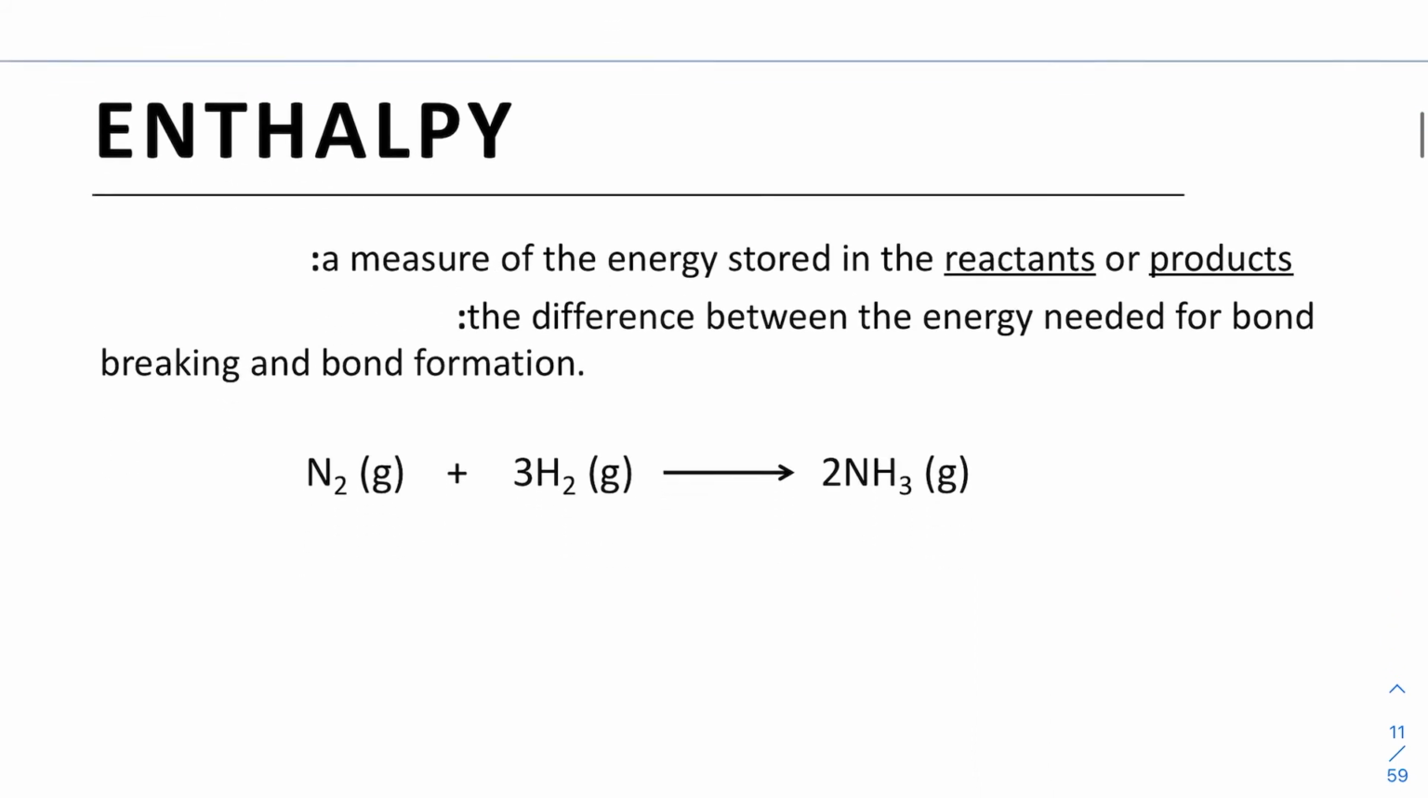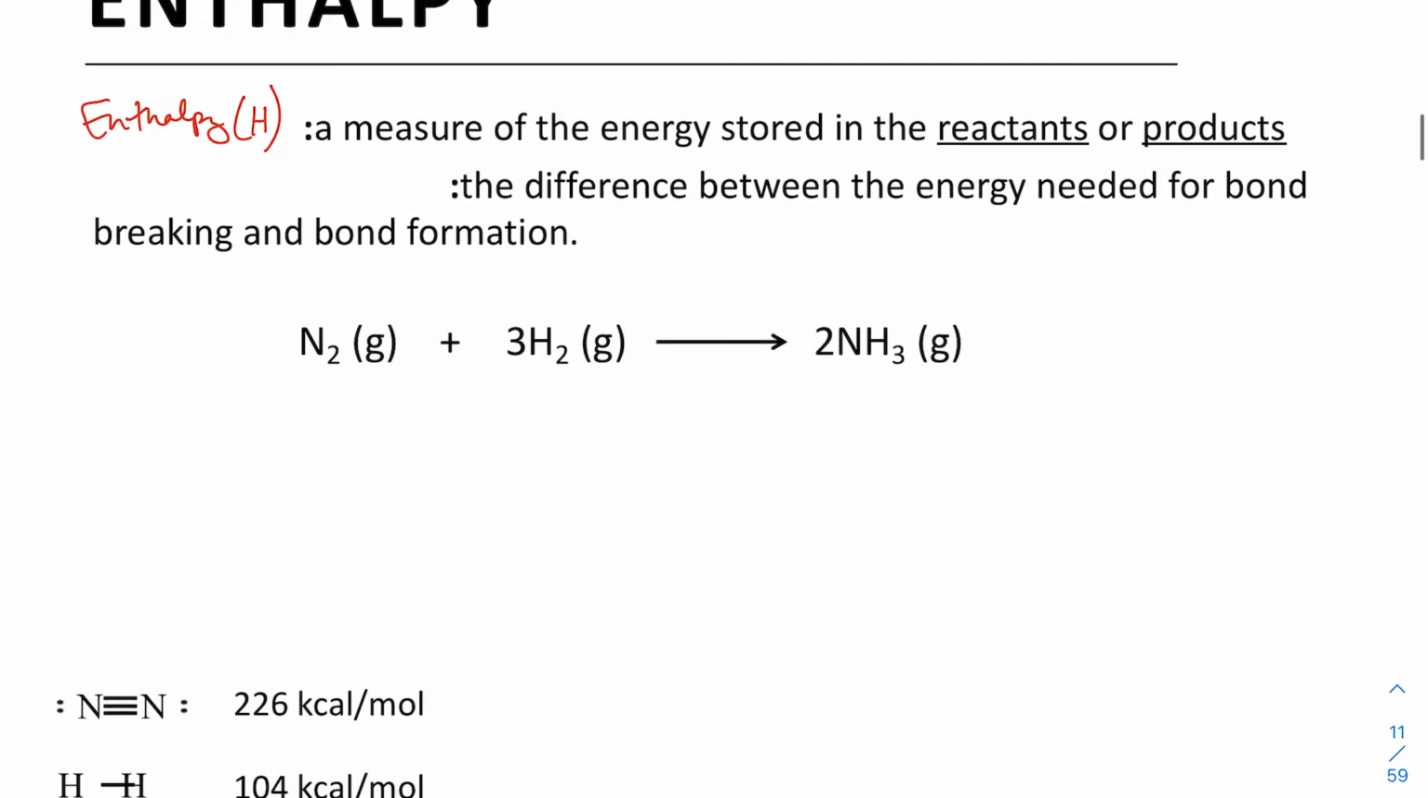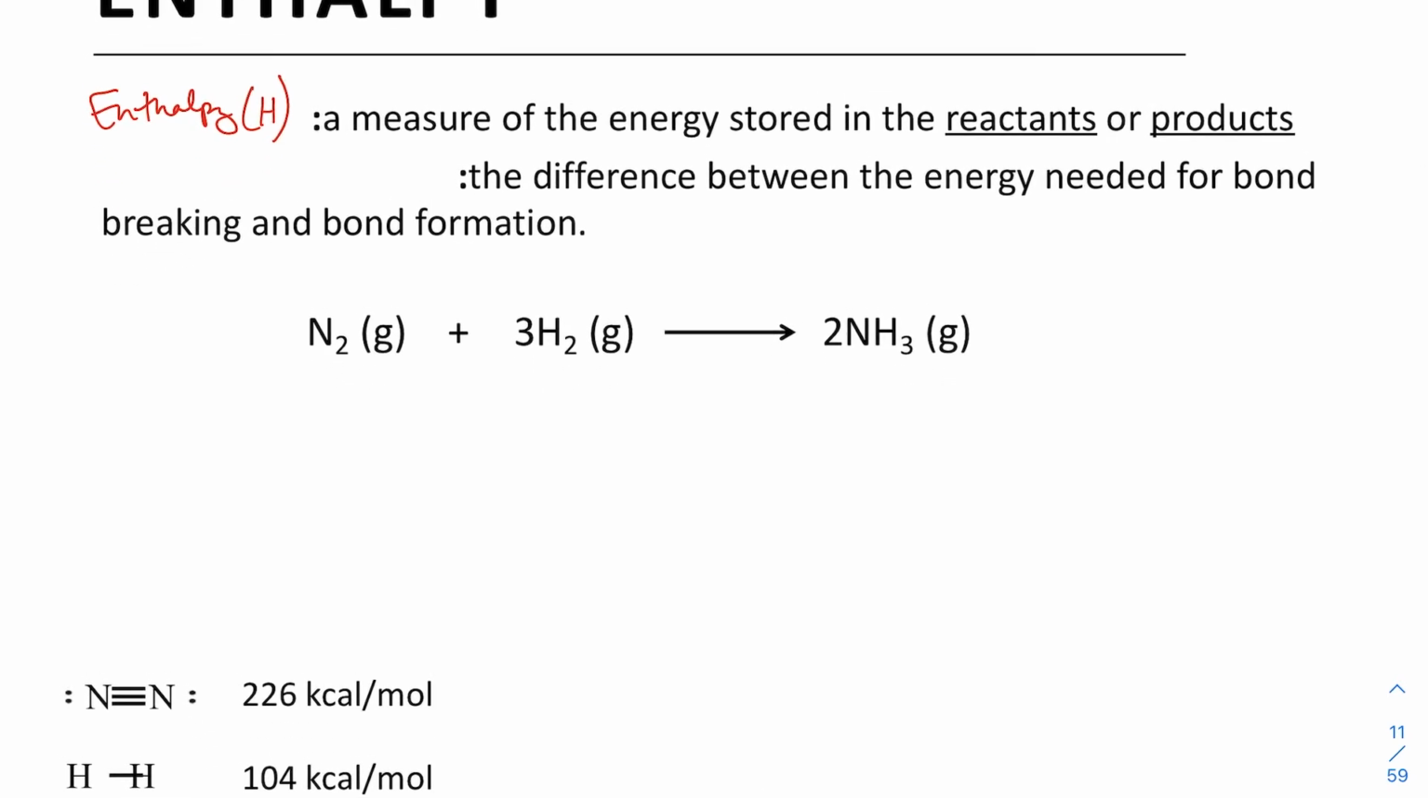Okay. Now that I've talked to you about all of that, we can define what enthalpy actually is. So enthalpy, which we abbreviate with an H, is a measure of the energy stored in the reactants or products. And then as a reaction occurs and goes from reactants to products, we can measure what we call the change in enthalpy.